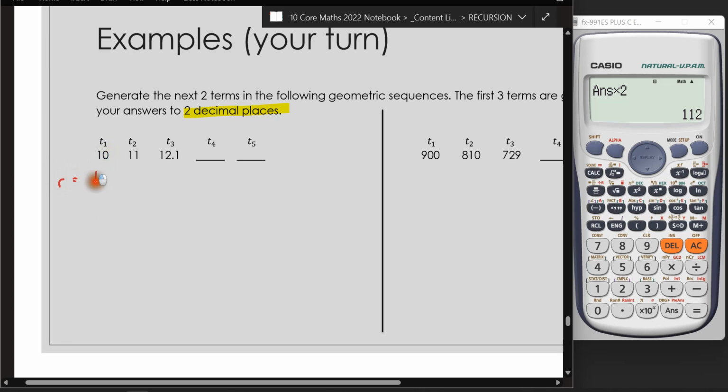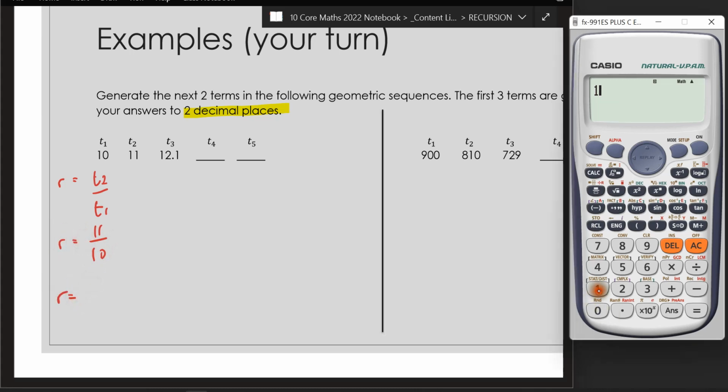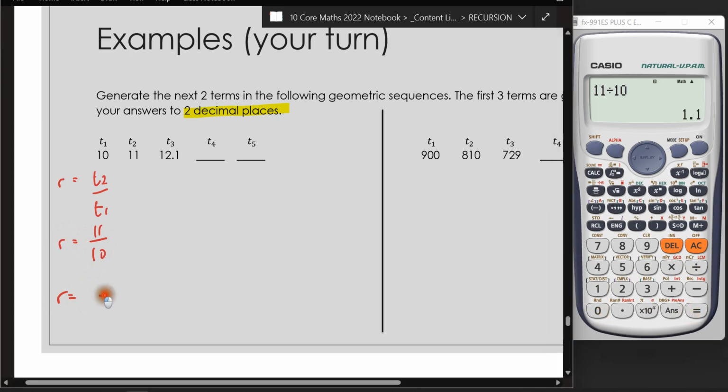So I might just go 11 divided by, so I'm going T2, sorry, let me do the full steps. T2 divided by T1, which in this case is going to be 11 divided by 10. So the ratio is 1.1. So I'm multiplying by 1.1 each time.